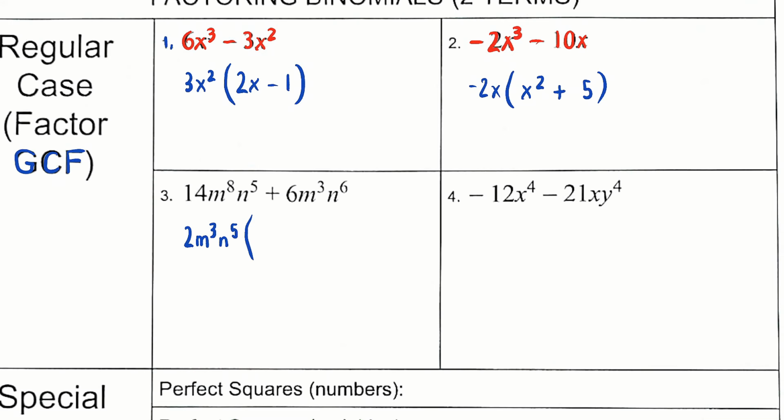So here we go. 14 divided by 2, 7. M to the 8th divided by m to the 3rd. 8 minus 3 leaves that with m to the 5th. And of course here the n to the 5th divided by n to the 5th will cancel out. So I'm left simply with 7m to the 5th. Next term, positive 6 divided by 2 is positive 3. M to the 3rd divided by m to the 3rd will cancel. But n to the 6th divided by n to the 5th, there's 1 left, so 3n. So when we pull out 2m cubed n to the 5th, that leaves me inside with 7m to the 5th plus 3n.